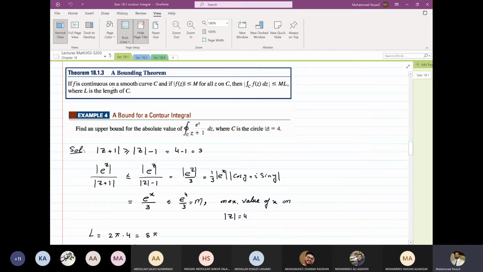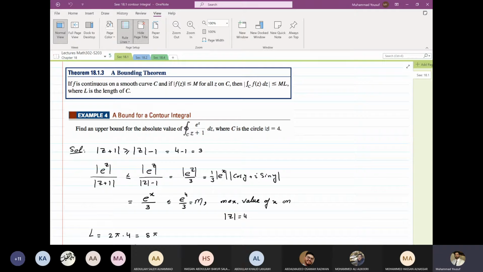If f is continuous on a smooth curve C, and if f itself is bounded by capital M, that is, the absolute value of f of z is less than or equal to M for all z on C, then the integral is bounded by M times L, where L is the length of the curve. So, a very simple theorem. Next is one example to explain this theorem.